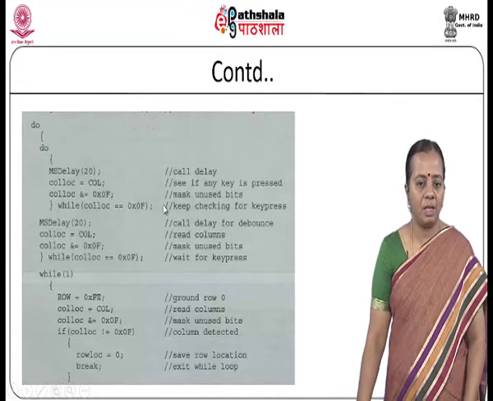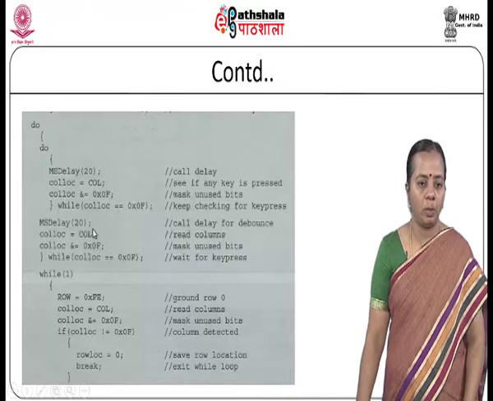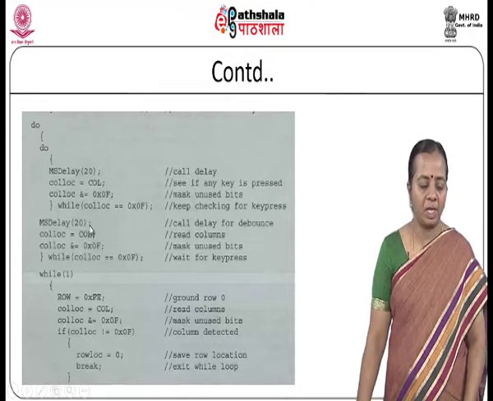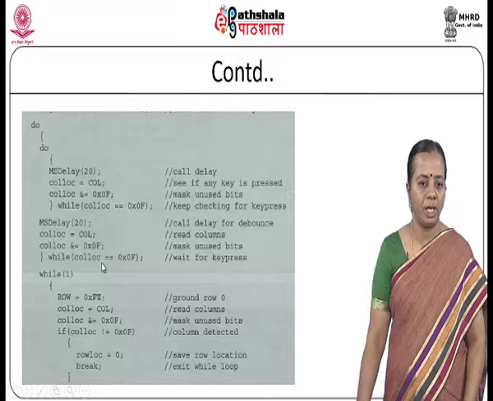That means if some key is pressed, only then it gets a value of 0 over there, so that it is not equal to F, and it comes down. Now I am making a 20 millisecond delay, MS delay 20, and the 20 millisecond delay is called. After that, I read the column which is placed in the column location. It has been ANDed with 0F, so that the 4 bits are identified.